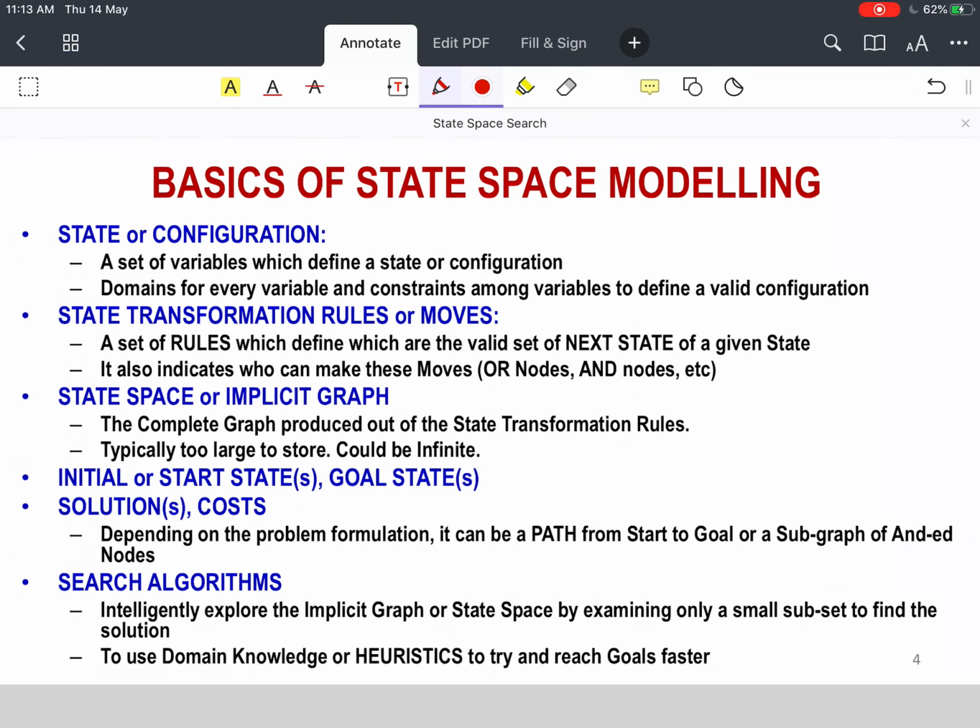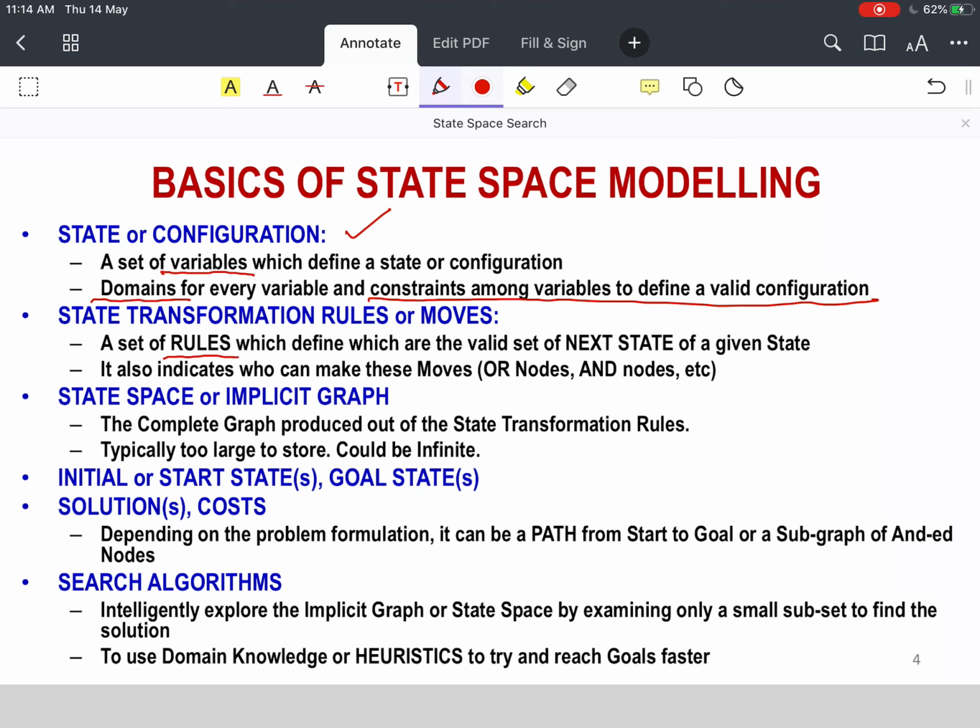So to give a little more formal details, the basics of state space modeling involve the following 6 criteria. The first is the concept of a state or a configuration. And for that, we need to formally define a set of variables and what are the valid values for those variables. So we need to define a set of variables, we need to define the domains of every variable, and we need to define a set of constraints amongst variables to define a valid configuration. So we are now slowly moving into a formal definition of the state space.